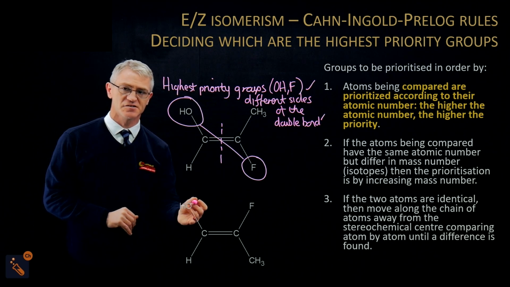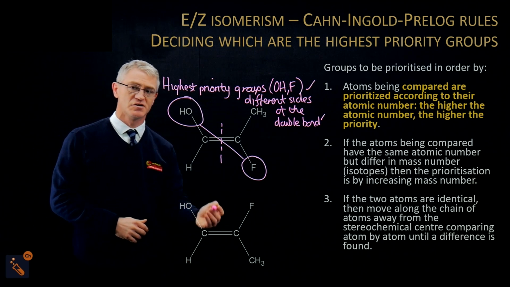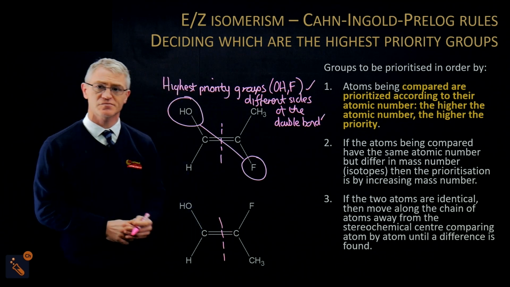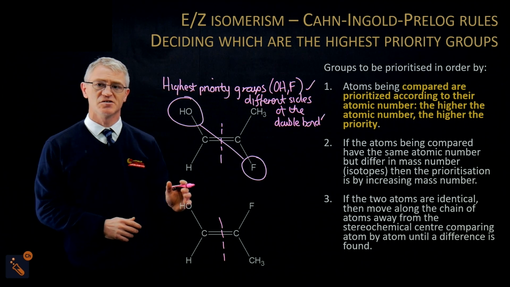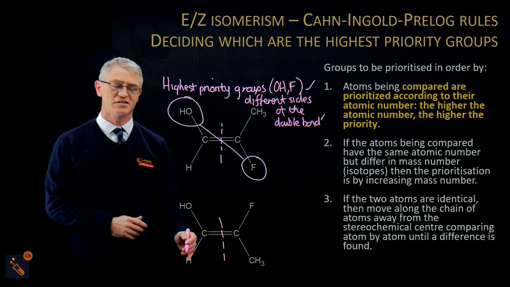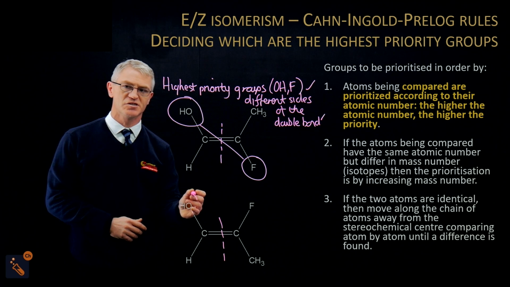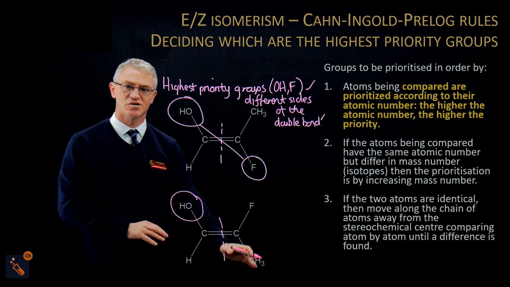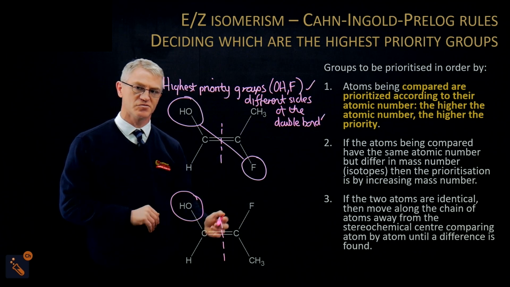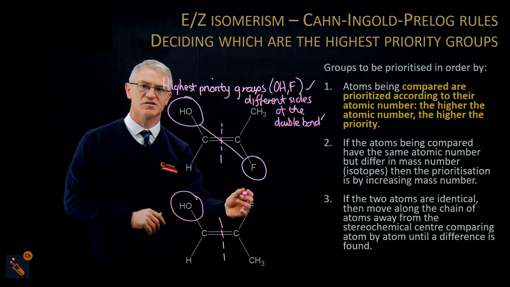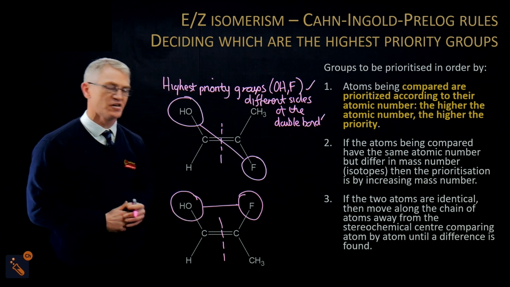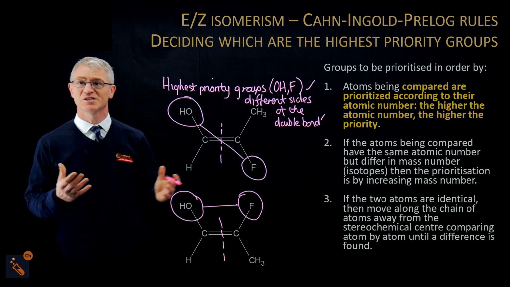Now, if that's the case, okay, we know our high priority groups now. We can draw the line again to make it absolutely clear. So we look at this side, we know that this is number 1 and this is number 2, so our high priority group, this one, is that. And then we go on this one, we know the fluorine has the higher atomic number, so we're going to draw a circle around the fluorine, and we can see there that they are on the same side. Okay, so they're on the same side.